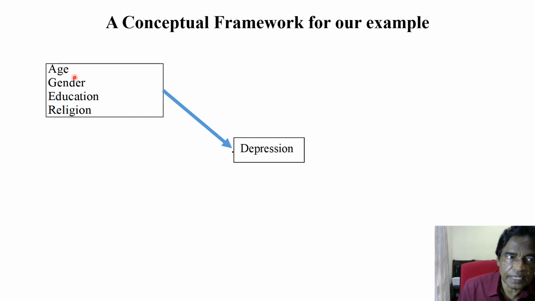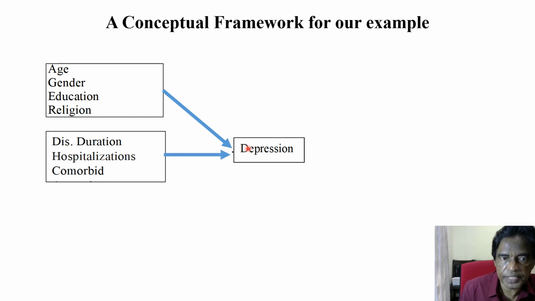If yes, for example, the older the person, the higher the depression. Or a religious person may not be as depressed compared to a non-religious person. If we have all this evidence in the literature, now you can see that these factors, which are demographic characteristics, may have an impact on depression. The other concept, disease duration. The longer the duration, more hospitalization, more comorbidities, they may lead to a higher level of depression.